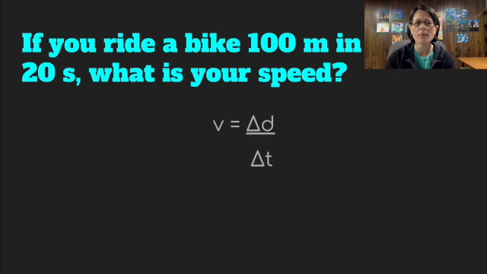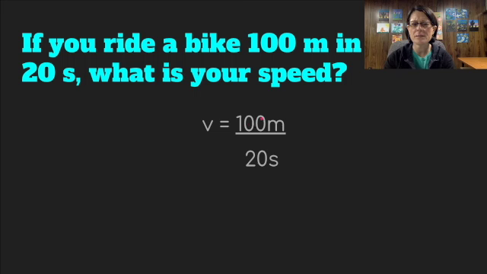Let's try another problem. If you ride a bike 100 meters in 20 seconds, what is your speed? So again, we start with our equation. Always write down the equation. We substitute in our numbers. I put 100 meters on the top because that's my change in distance, 20 seconds on the bottom because that's my change in time. When I do the division, 100 divided by 20, I get 5 meters per second, the same as the last problem.